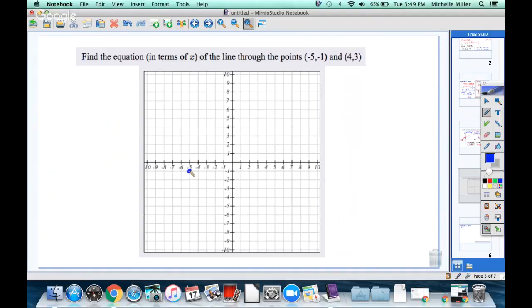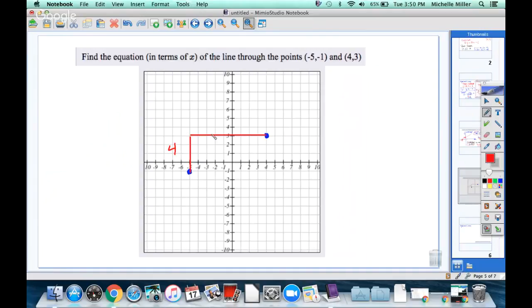-5, -1, there's 1 point, and the other point is 4, 3. And I strongly believe that plotting those points makes this way easier. From here, I want to figure out how to get from one point to another. So I've got to rise up, looks like about 4, and I have to run, looks like about 10. Get that right. So let's see, -5, -1, +4, 3, and I'm going up 1, 2, 3, 4.